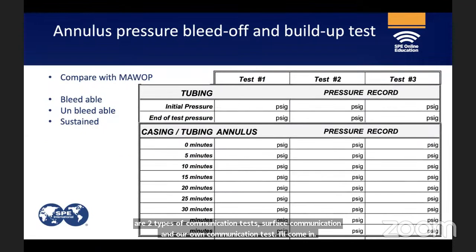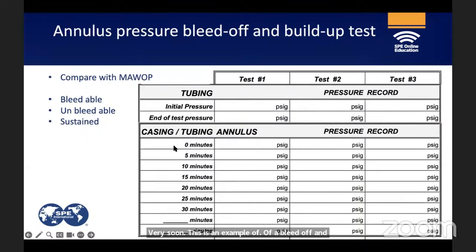So this is an example of a bleed off and build up test, wherein we can record the tubing pressure and the casing pressure. This can be applicable for both situations, during the bleed off and during the build up, after we bleed off, and then when the pressure starts to build up again.